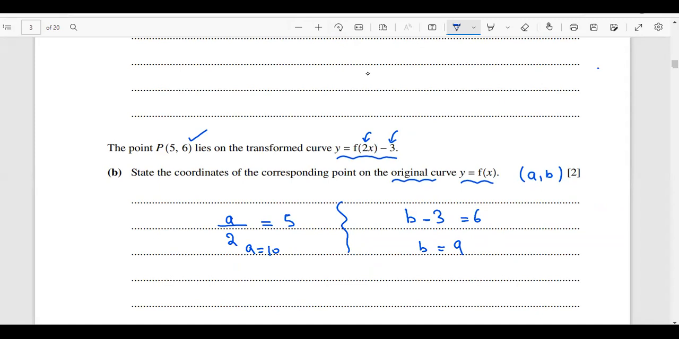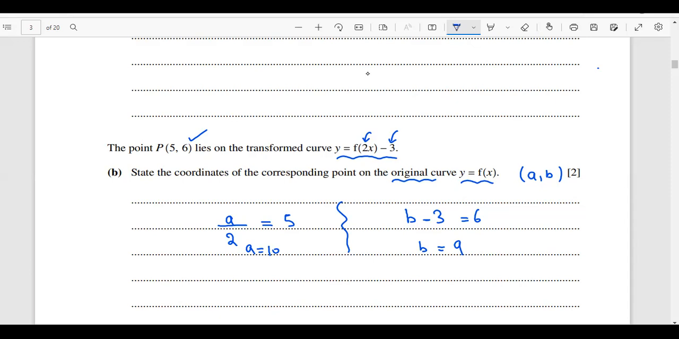When something is being added or subtracted in the function or with x, it is simply a translation. For translation, we write down the translation vector. For stretch, we write down the stretch factor. If you are multiplying something with x, the stretch factor would be 1 by that something. In this case, it is 2. If you have multiplied something with the function, that number directly would be the stretch factor.